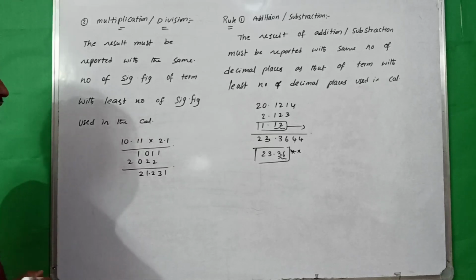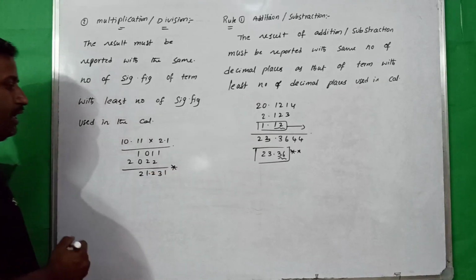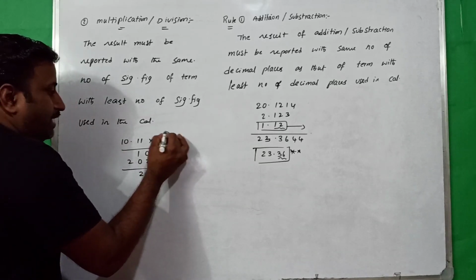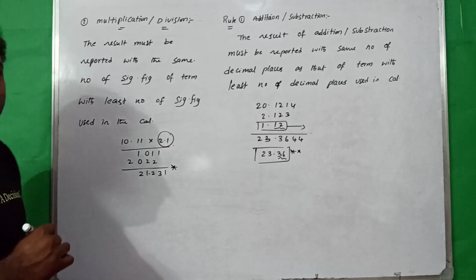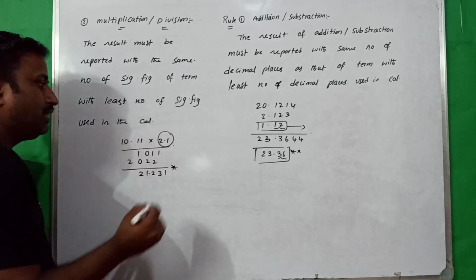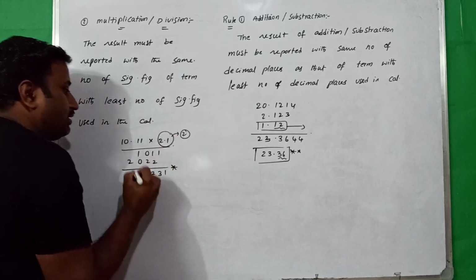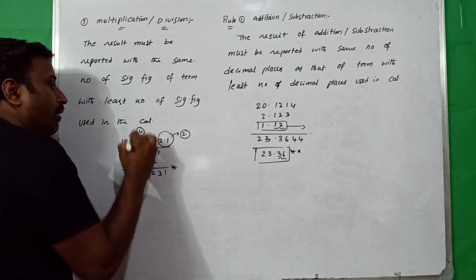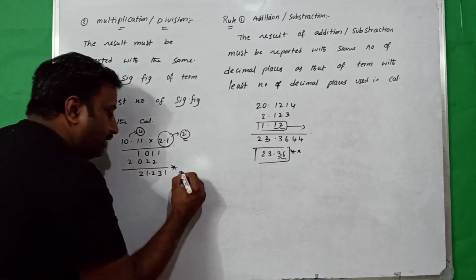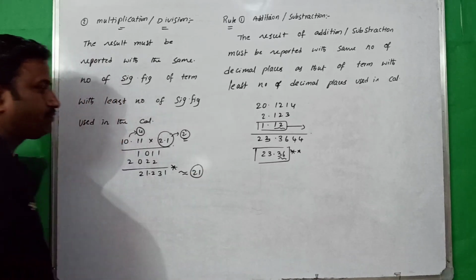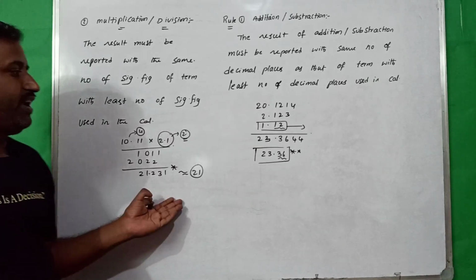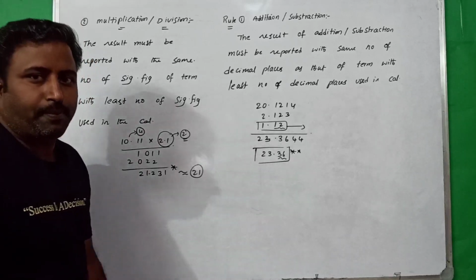21.231. But this is not the right answer, because the answer must be reported with the same number of digits as that of a term with the least number of significant figures. See here, it has only 2 significant figures. It has 4 significant figures. But answer must be reported with 2 significant figures only. The right answer is 21. So here we have to see the significant figures. Here we have to see the decimal places.